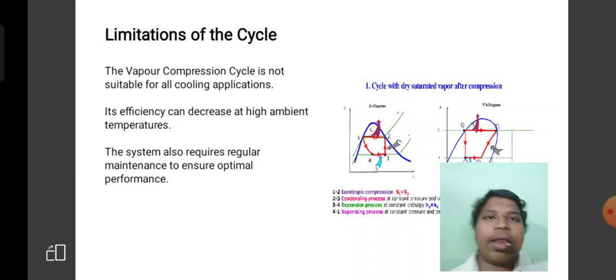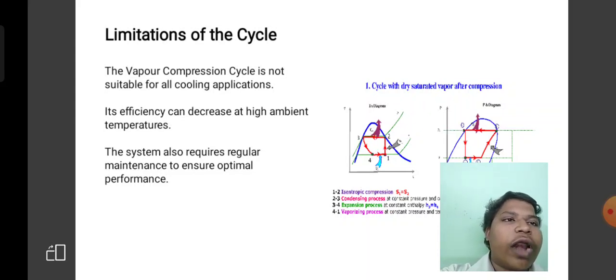Limitations of the cycle. The vapor compression cycle is not suitable for all cooling applications. Its efficiency can decrease at high ambient temperatures. The system also requires regular maintenance to ensure optimal performance. Cycle with dry saturated vapor after compression.